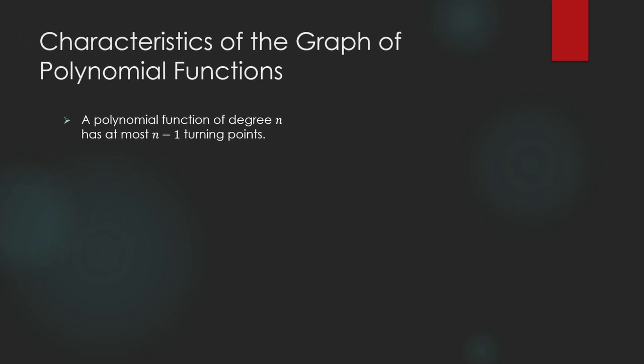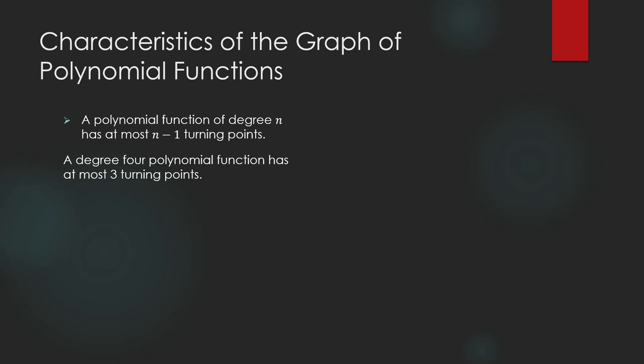So again, we pay attention to the degree of your polynomial function. In addition to the x-intercepts, the degree of your polynomial function will tell you the number of turning points. If the degree of a polynomial function is n, it has at most n minus 1 turning points. So for example, the degree of a polynomial function is 4. So that means it has at most 3 turning points.